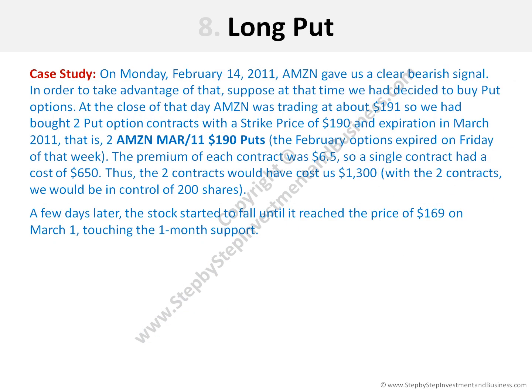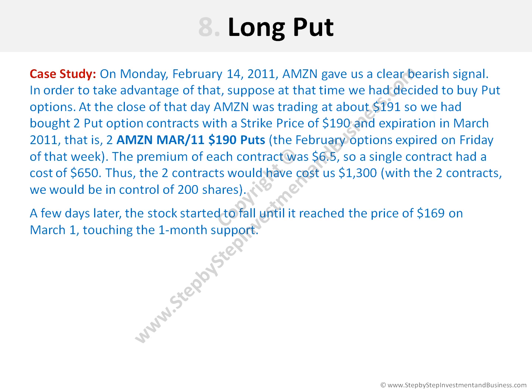As we said, on Monday, February 14, 2011, Amazon gave us a clear bearish signal. In order to take advantage of that, suppose at that time we had decided to buy put options. At the close of that day, Amazon was trading at about $191. So we had bought two put option contracts with a strike price of $190 and expiration in March 2011. That is, we had bought two Amazon March 2011 190 strike puts.